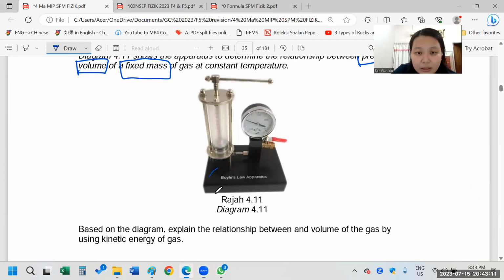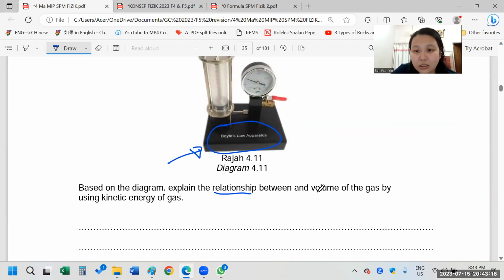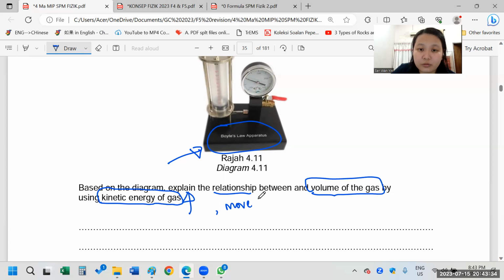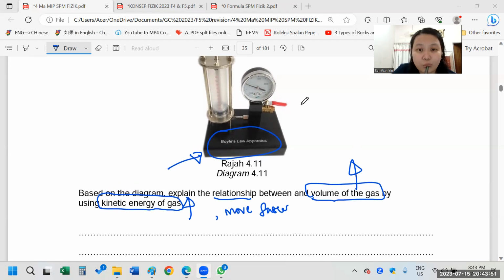Okay, and actually they already give you Boyle's law. Then they ask you to explain the relationship between pressure and volume of gas by using kinetic energy of gas. More kinetic energy, they will move faster. So volume increases or something. Gas will be compressed with temperature then constant. Volume.